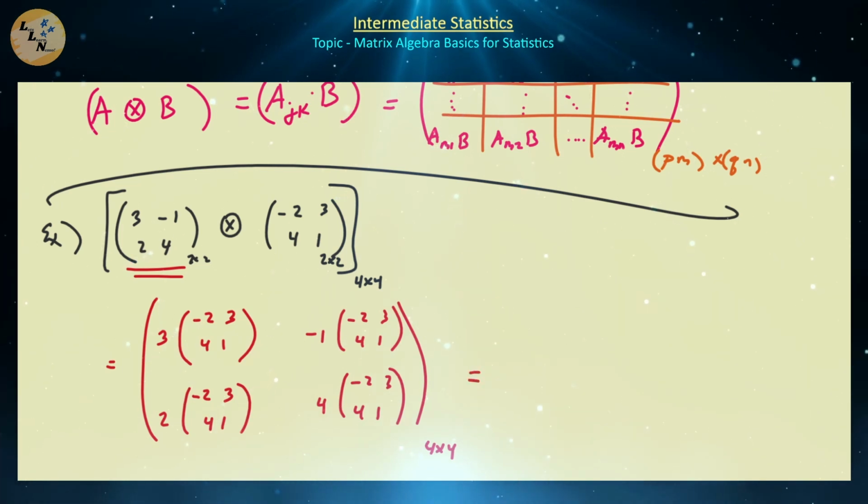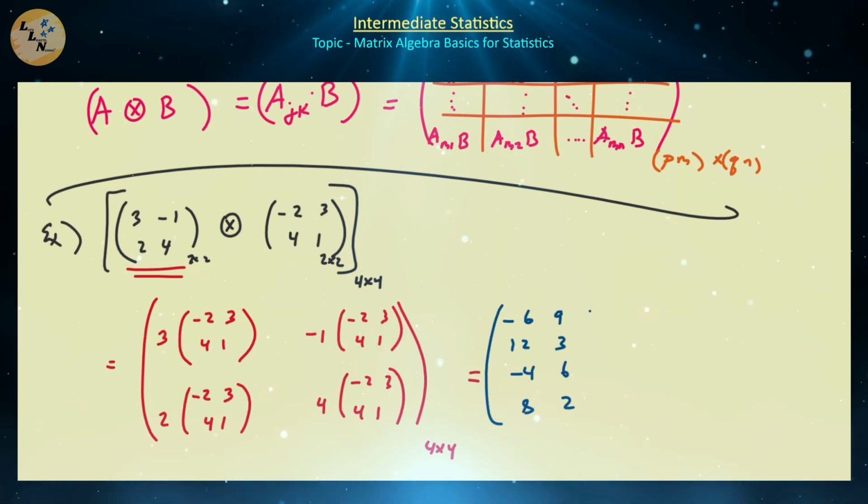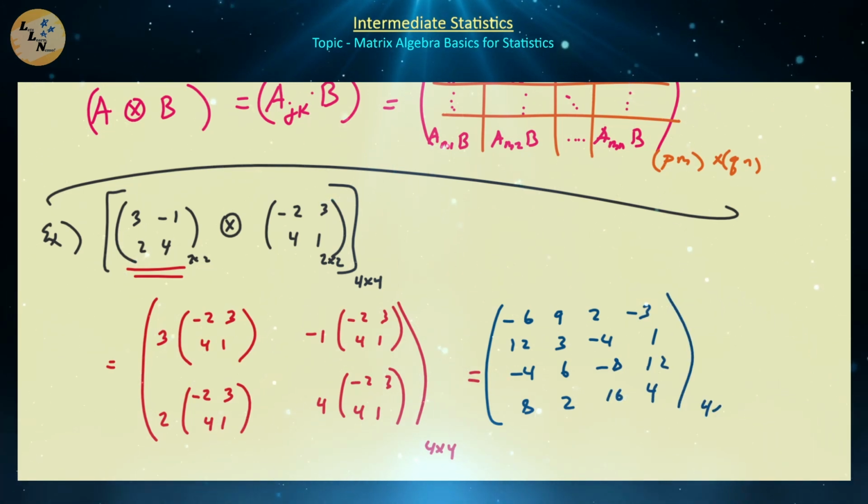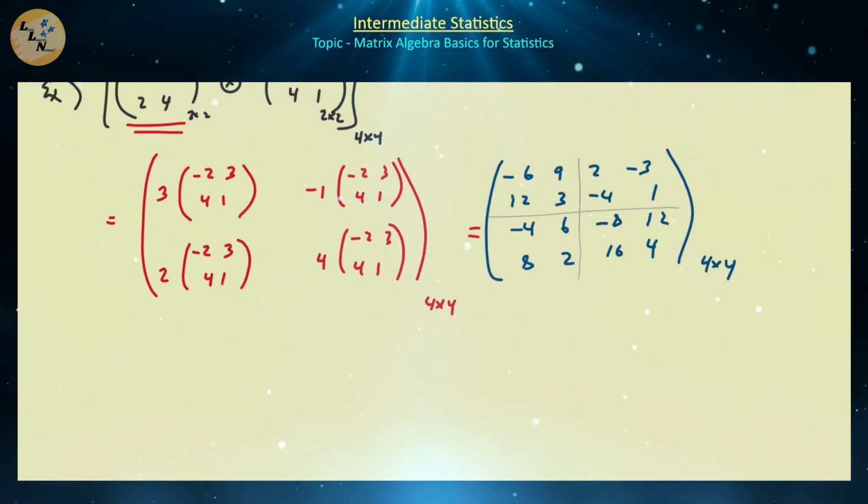So once we multiply all those values out, what are we going to get? We're going to have -6, 9, 3, -1... reading the rows: -6, 9, 12, 3, -4, 6, 8, 2, and then 2, -3, -4, 1, -8, 12, 16, 4. So that's going to be our 4 by 4 matrix. And some people will partition this out so it actually looks like a matrix with a bunch of blocks in it. There are several applications, properties, and theorems associated with Kronecker products.